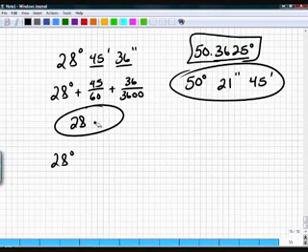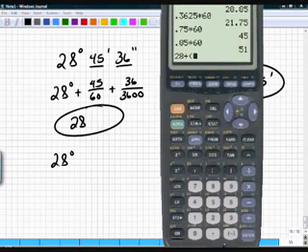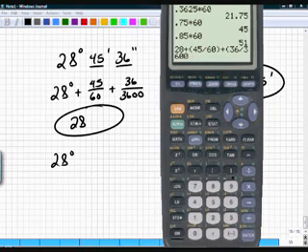Glad we caught that. So the first problem should be 28 plus 45 divided by 60. I made that mistake on purpose to show you that all of these could be checked by going back and working it the opposite way.